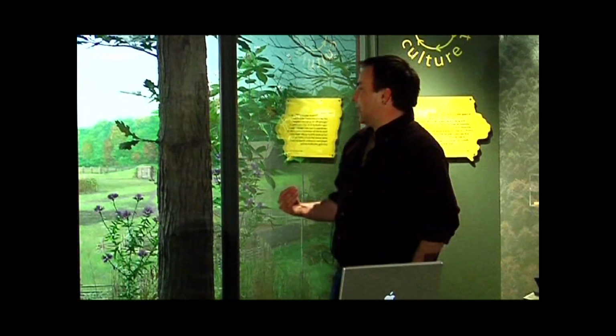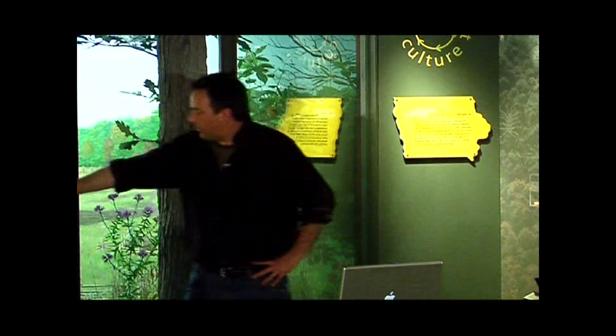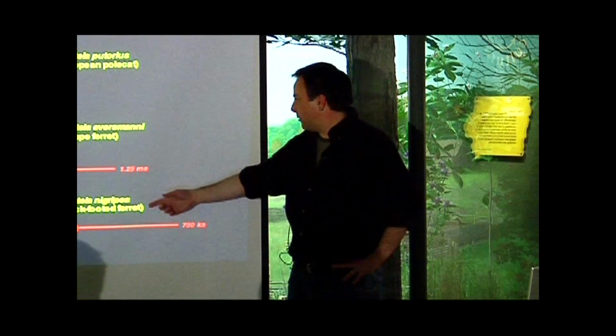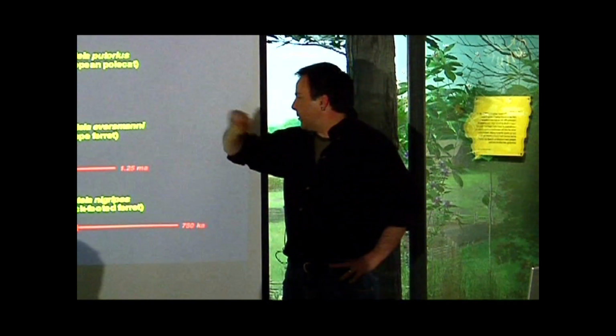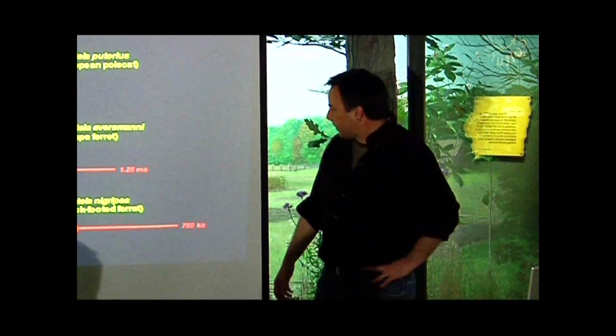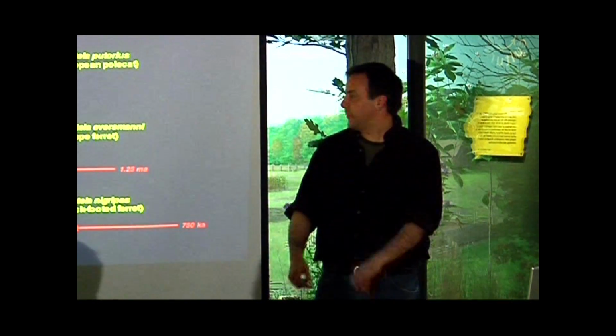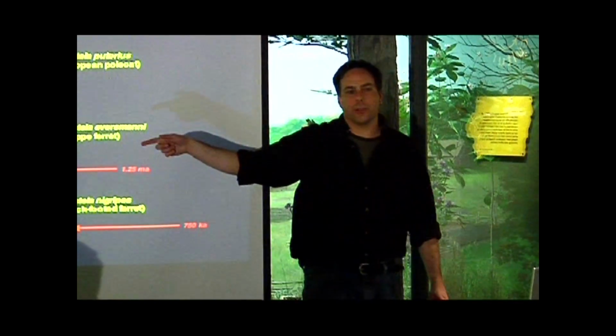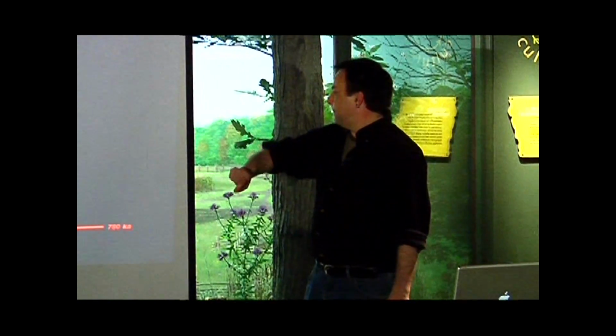Let's look first at the phylogenetic relationships. The black-footed ferret's closest relative is an Asian species called the steppe ferret. Okay, the European polecat, that's the one that you get in pet stores. That's the pet store ferret. Minks and others are down there, but there's a black-footed ferret. Its closest relative is the steppe ferret. And as far as we can tell from several different sources of information, they last shared a common ancestor a little over 1 million years ago, sometime during the Ice Age.